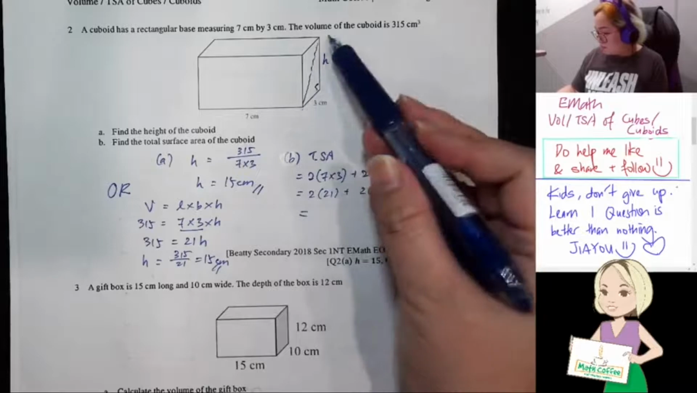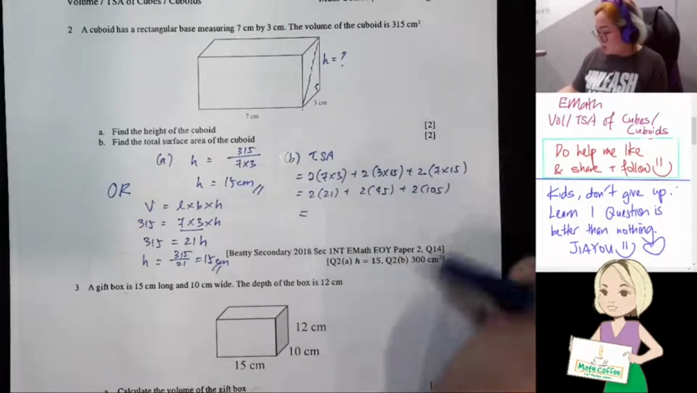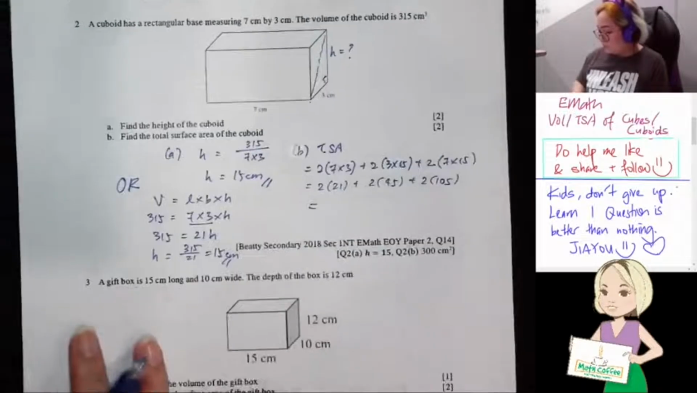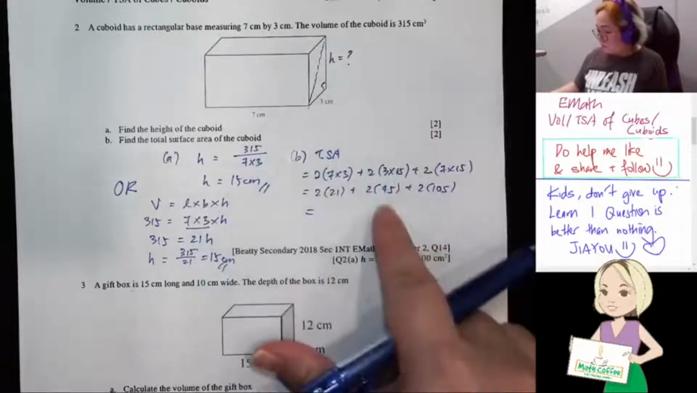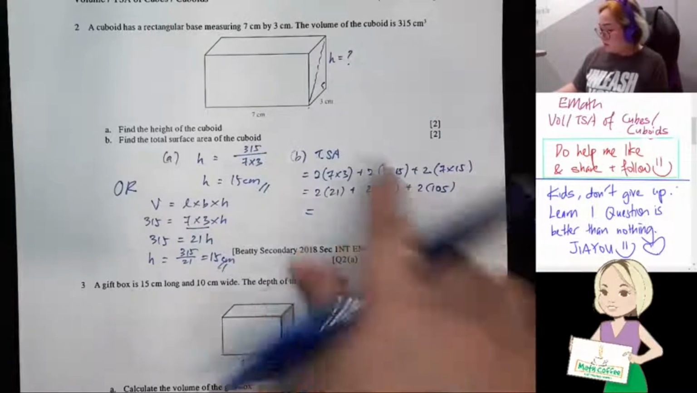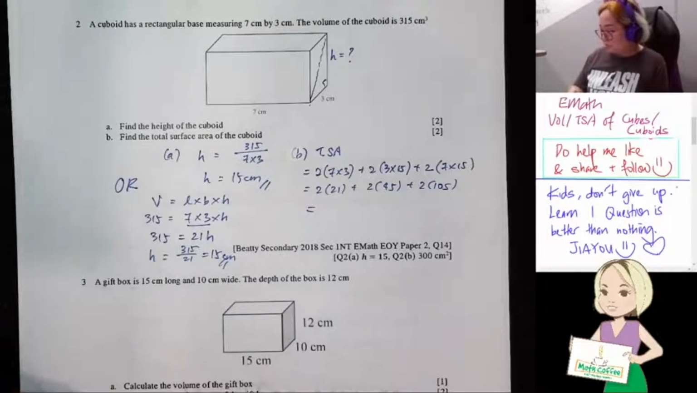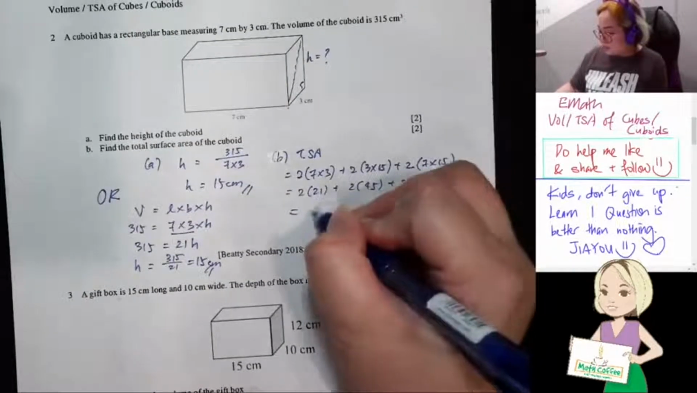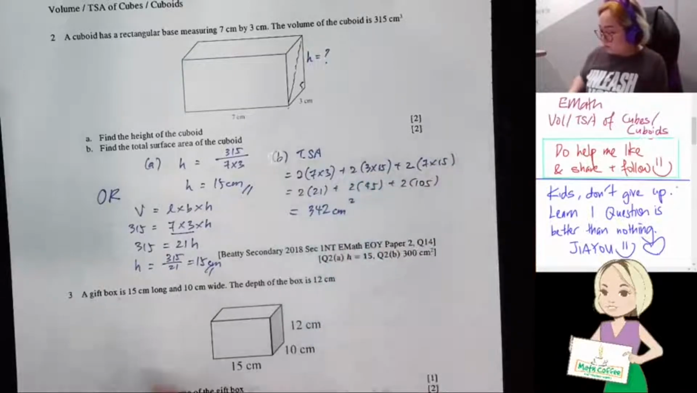3 times 15, 45. I think the answer is wrong. 7 times 3 correct. 3 times 15 also correct. 7 times 15 also correct. The whole answer is wrong. Okay, so in the end it is 342 cm squared.